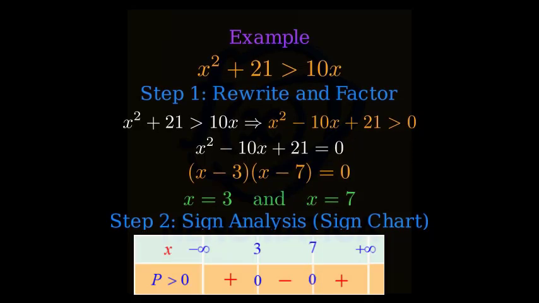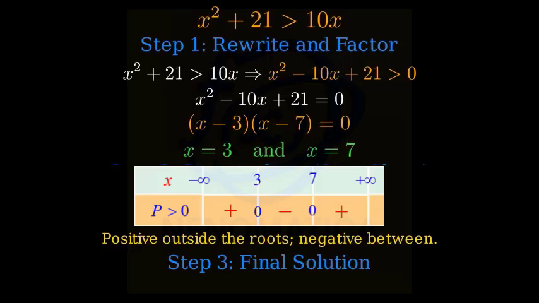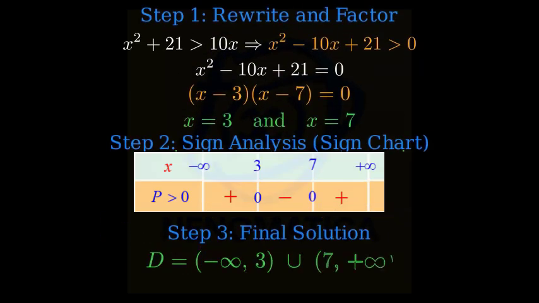The roots at 3 and 7 split the real line into 3 intervals. Because the coefficient of x squared is positive, the parabola opens upward, so the expression is positive outside the roots and negative between them. We will mark the intervals on a number line and show the signs. Step 3. State the solution set. We want where the expression is greater than 0, so we take the positive regions, from negative infinity to 3 and from 7 to positive infinity.